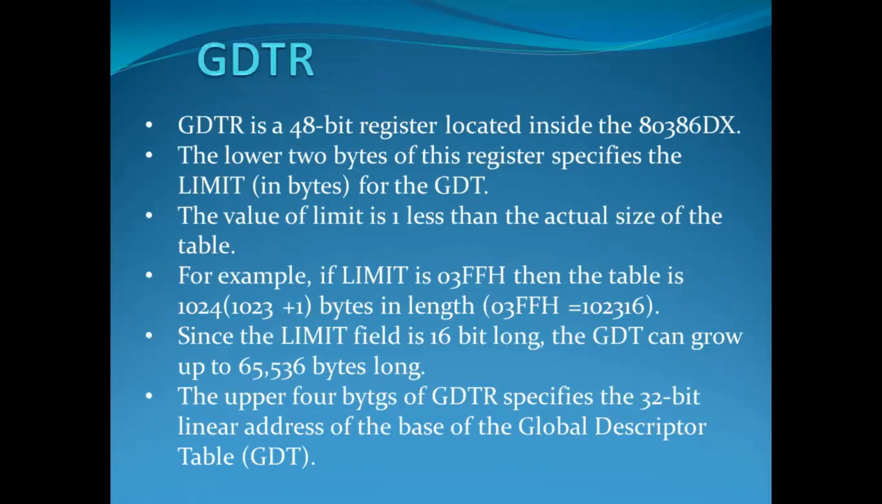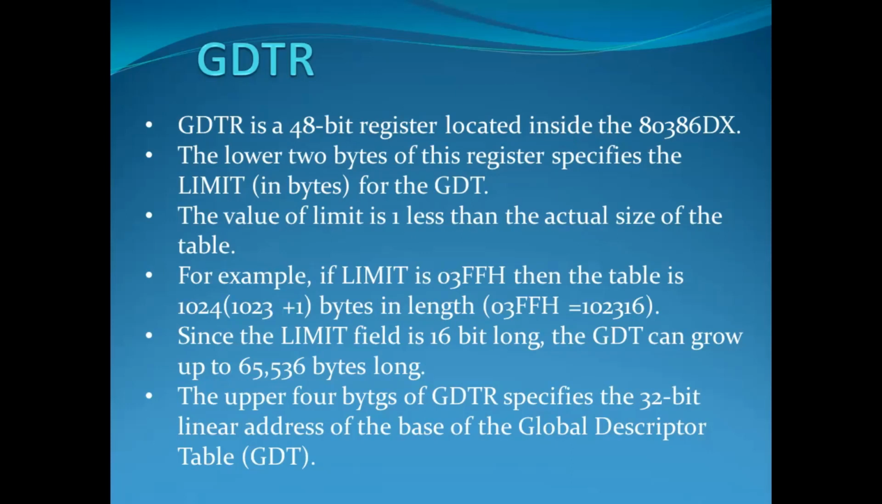Now we'll see the GDTR, the global descriptor table register. GDTR is a 48-bit register located inside the 80386DX. The lower 2 bytes of this register specify the limit for the GDT. The value of the limit is 1 less than the actual size of the table. For example, if the limit is 0003FFH, then the table is 1023 plus 1, that is 1024 bytes in length.